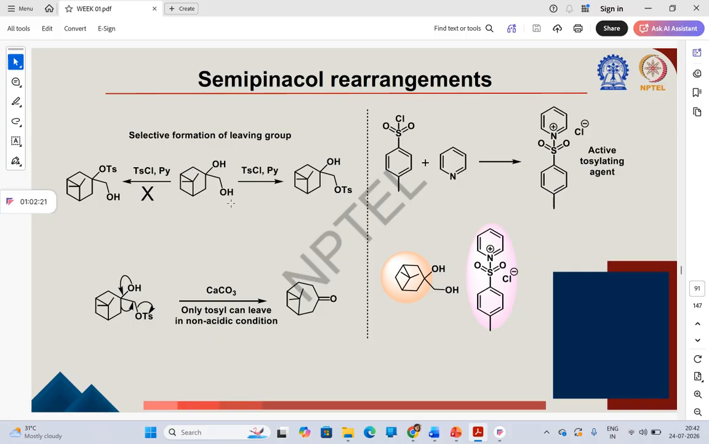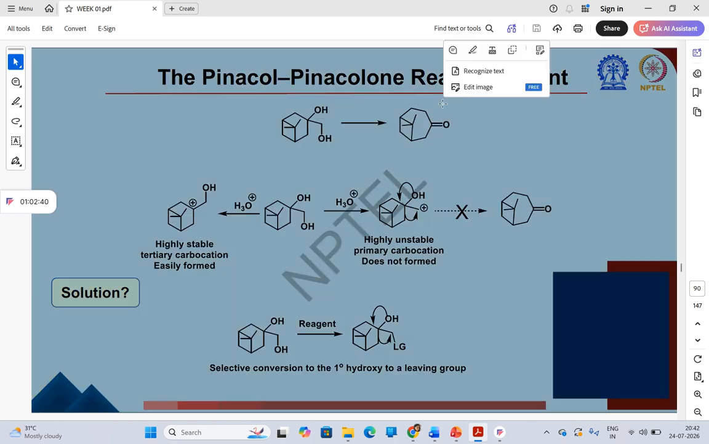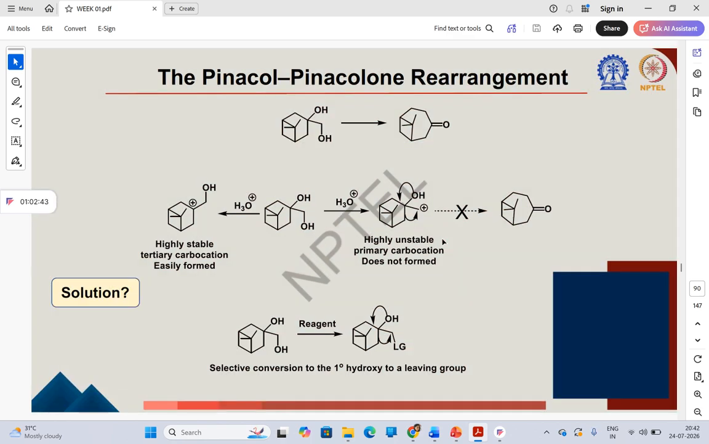So to avoid this, what happens here? You can see this leaving group, right? After this way it forms, the highly stable tertiary carbocation will easily form, and it will not give the desired product, which is the seven-membered ring. So ring expansion will not take place, right? The primary carbocation will not form here because it is highly unstable, so it will not form to give the desired product.